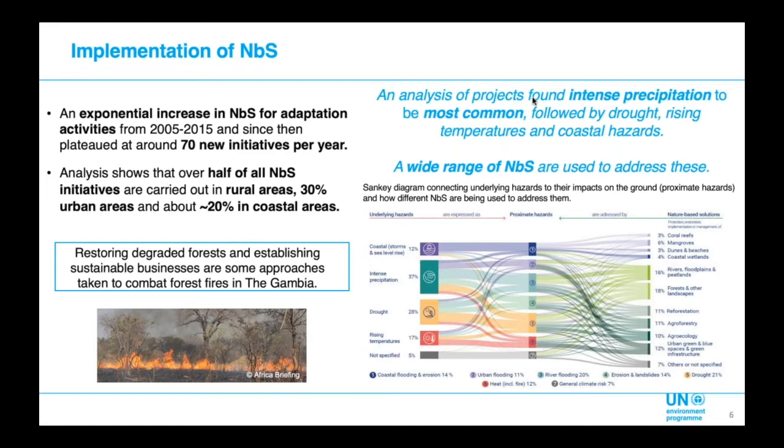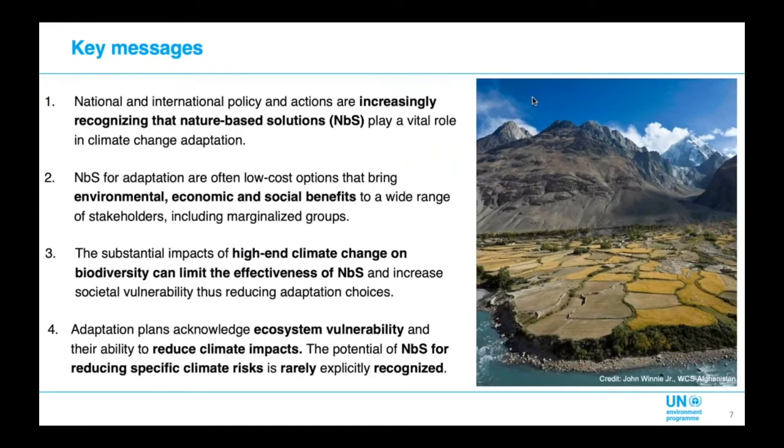The analysis further shows that over half of all NBS occur in rural areas, followed by urban areas and coastal areas. Another example, and there are many in the implementation section, is approaches that are used to combat forest fires in the Gambia, and that includes restoring degraded forests and establishing sustainable businesses. I want to conclude by highlighting some of the key messages from the chapter.